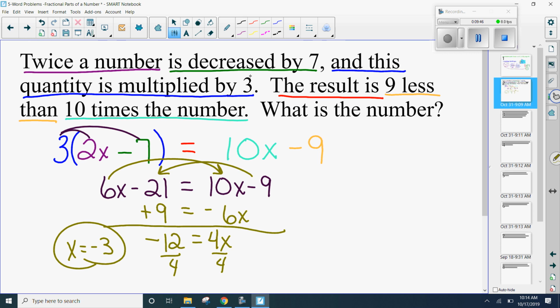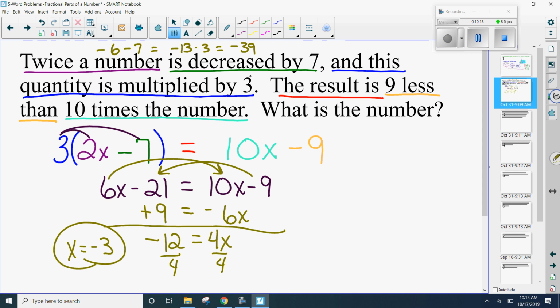Now you could say, okay, twice a number. So if my number is negative 3, what is it now? Twice means negative 6. Is decreased by 7. So if I subtract 7 from that, what are we at now? They're both team negative, negative 13. And that quantity is multiplied by 3. If I take that times 3, then what do you get? Negative 39.